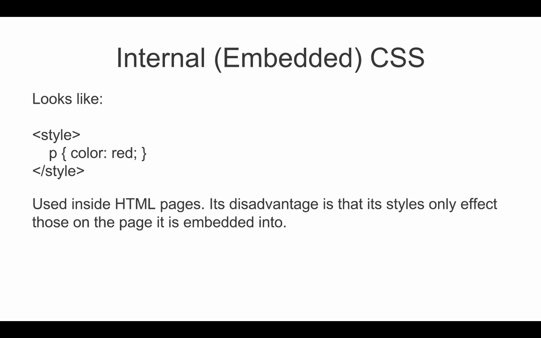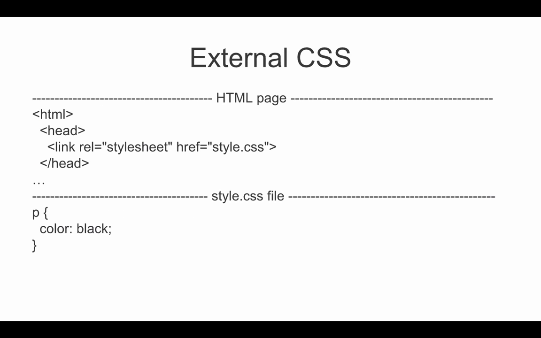Another format for CSS is called internal, or sometimes called embedded. And this is when we embed CSS directly into our HTML pages by using a style element made up of this opening and closing style tag, and then writing CSS selectors and declarations within it. The main disadvantages are that it only applies the styles to the particular HTML page that you've included this style element into. Lastly, we have external CSS.